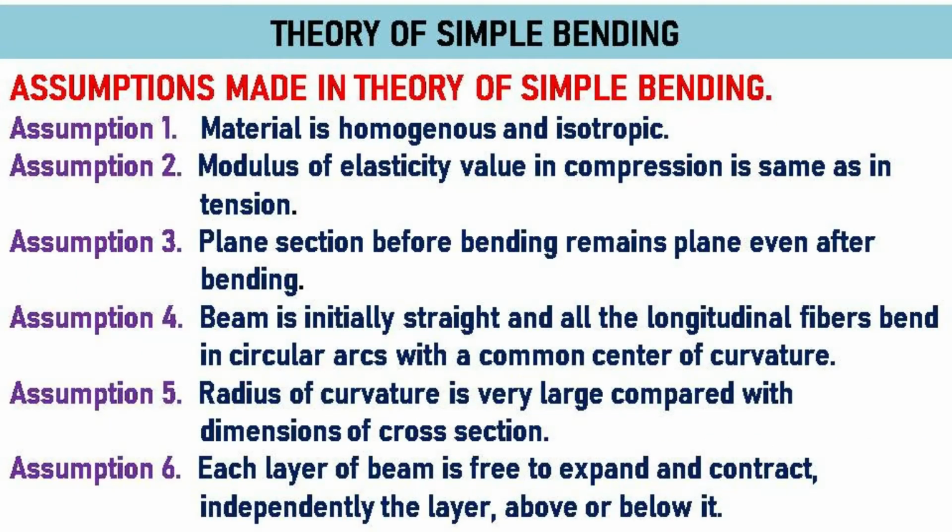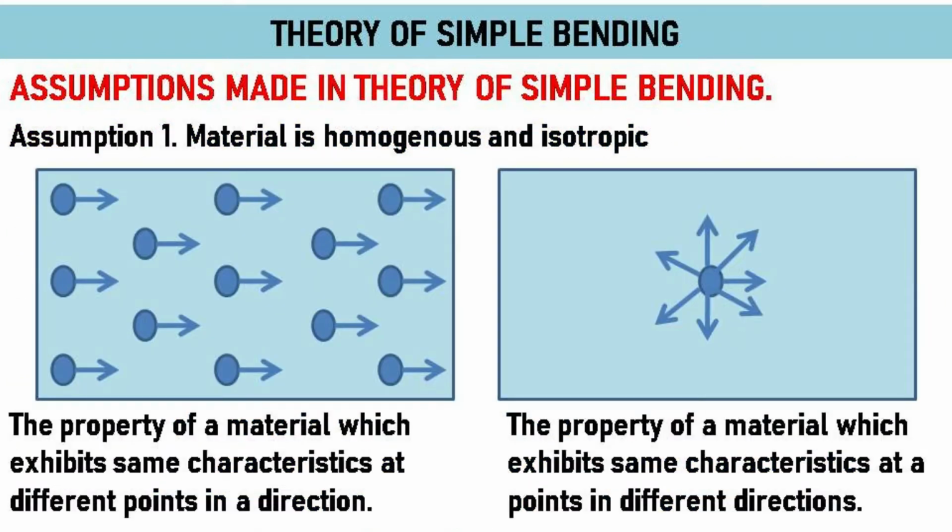Slide 4. Assumptions made in theory of simple bending. Assumption 1. Material is homogeneous and isotropic. The property of a material which exhibits the same characteristics at different points in any one direction is called homogeneous material. The property of a material which exhibits the same characteristics at a point in any direction is called isotropy. Here, we assume material is homogeneous and isotropic. That means the material exhibits the same property at all points in all directions.